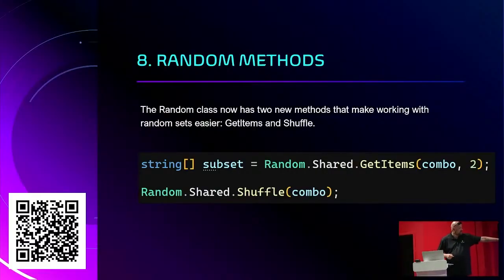But there are two new things they've added in Random in .NET 9. Number one, GetItems. I'm not getting into all the code, but combo is a list of items, and I'm saying just give me two random items out of that list. You can grab whatever number you want. So that gives you a subset of your items randomly. And again, Random.Shared.Shuffle. For those of you creating card games for demos, shuffle. There you go. So, random.